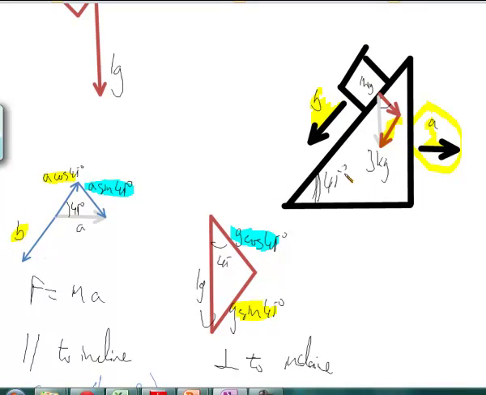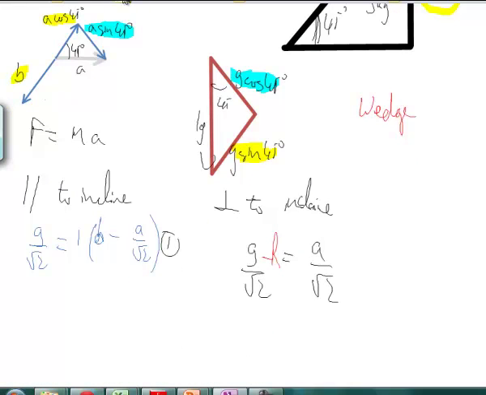Finally, the third equation comes from the wedge. With the wedge, what we've got is, and I'll draw it separately here.